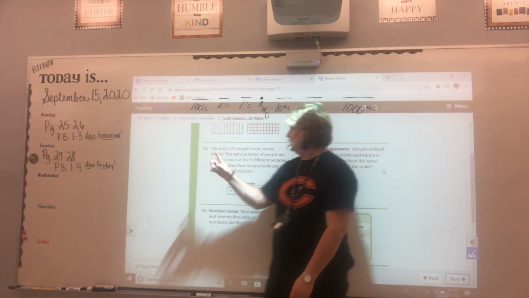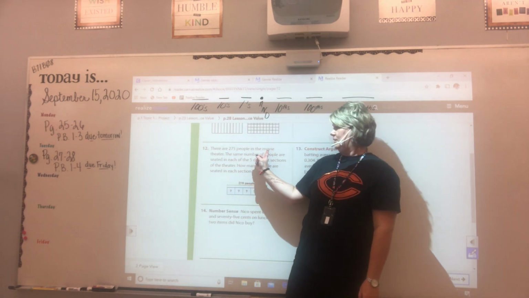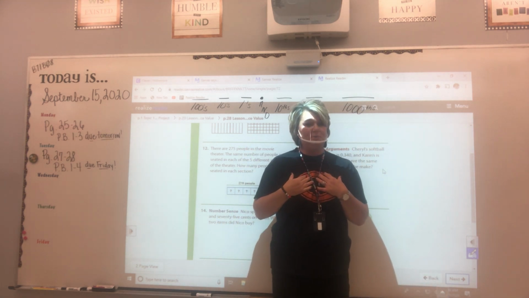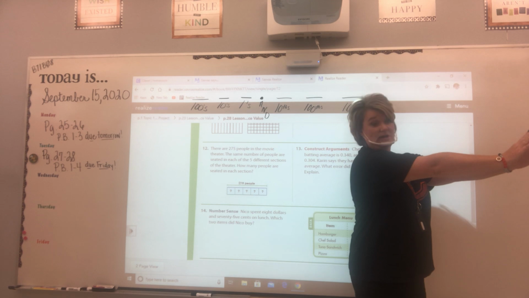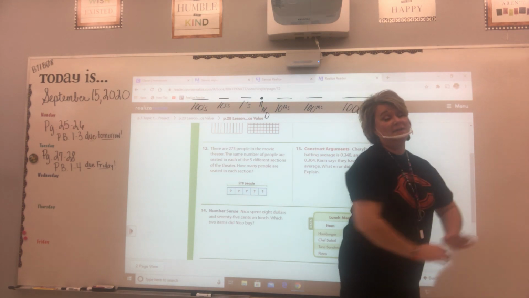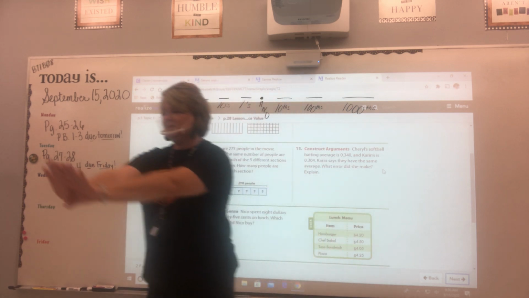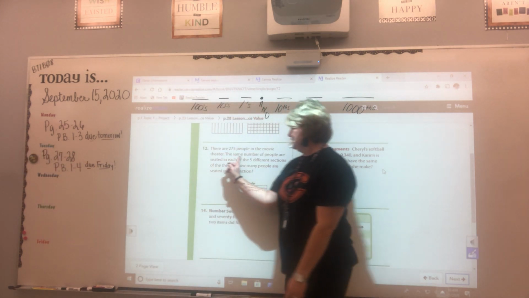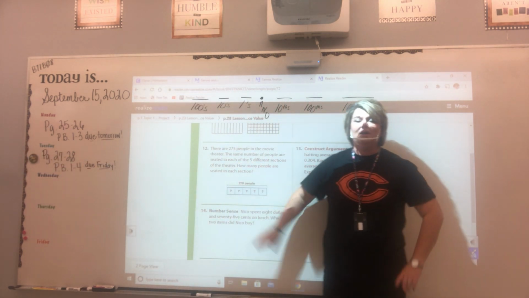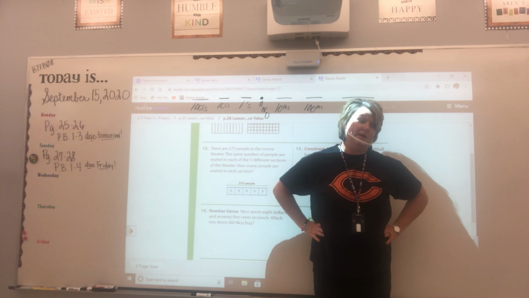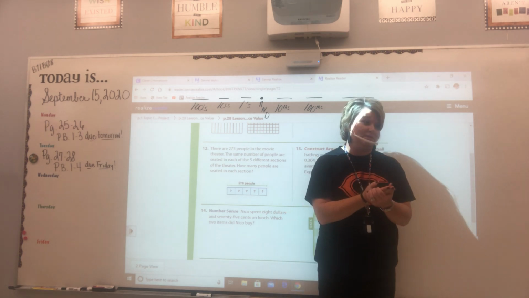So get in your mind that we're at the movies. I've got all these people, and it's my job to put some over here in this section. Some are going to go over here in this section. Some are going to go over here in this section. And how many sections do I have? 5. What am I doing with the people? I'm splitting them up, aren't I? Or I'm dividing them up. That's how I know that this is division.